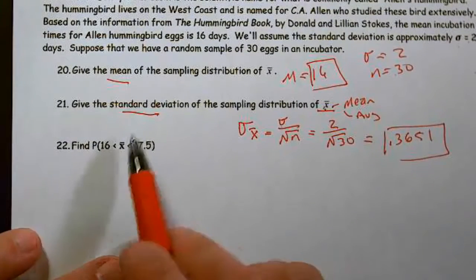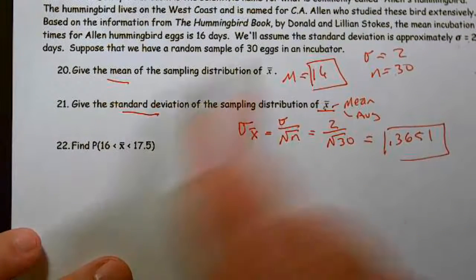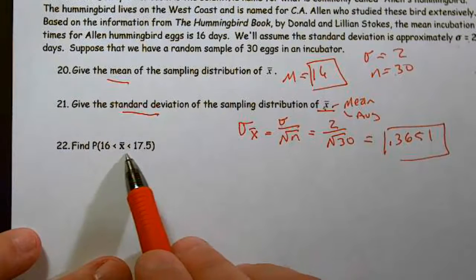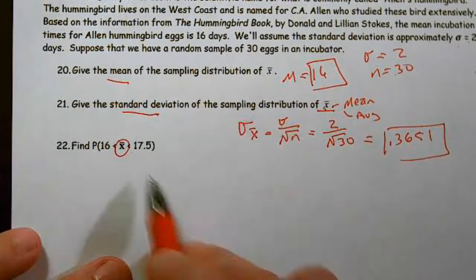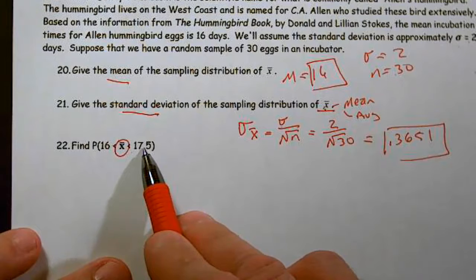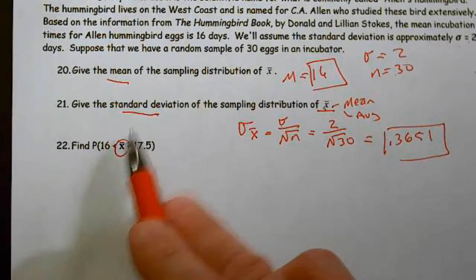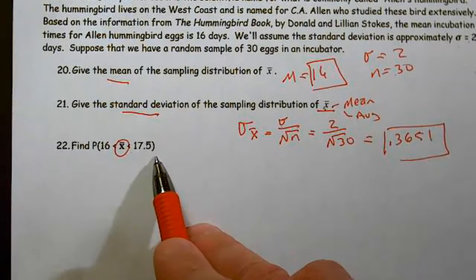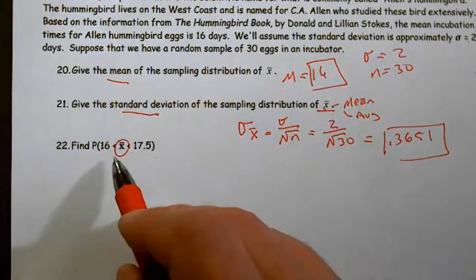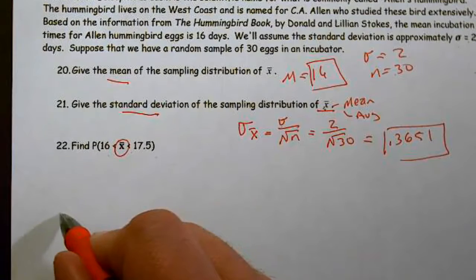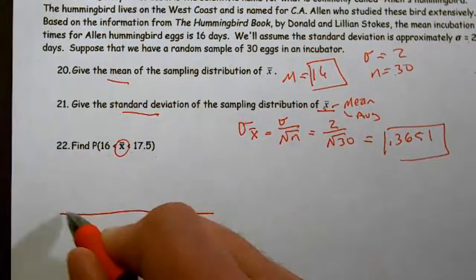For this n of 30, find the probability that 16 is less than X bar. Be careful, this is an X bar, and less than 17.5. Now, I'm going to tell you, anytime they give you a range like this, you're probably better off doing a norm CDF. Yeah, it's a little bit of work, but it's probably better off to do a norm CDF anytime they give a range. So I'm going to draw my picture.